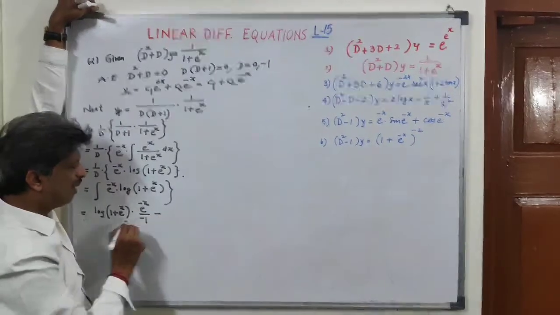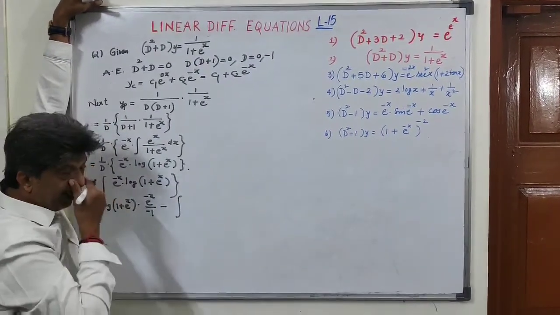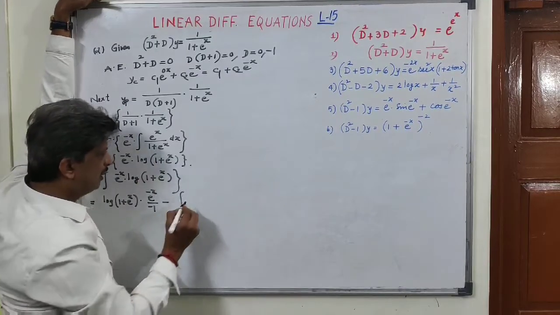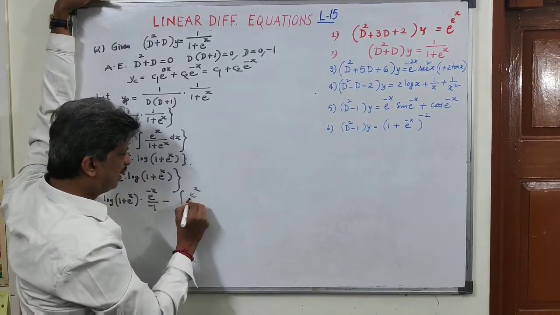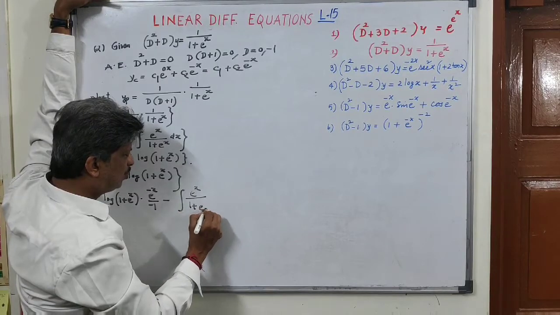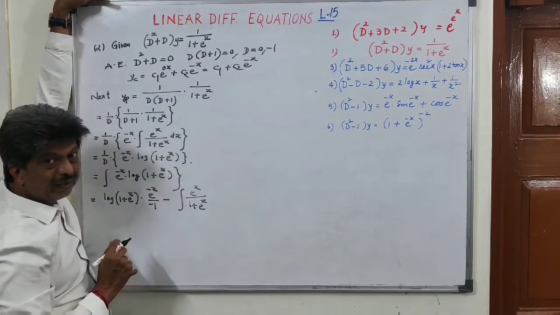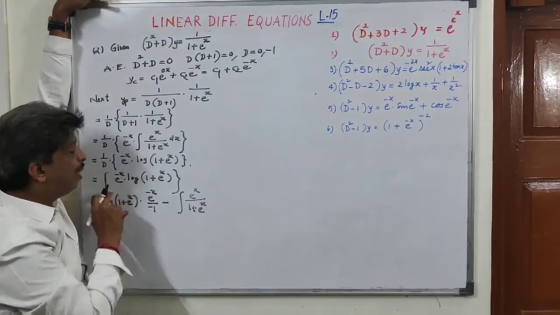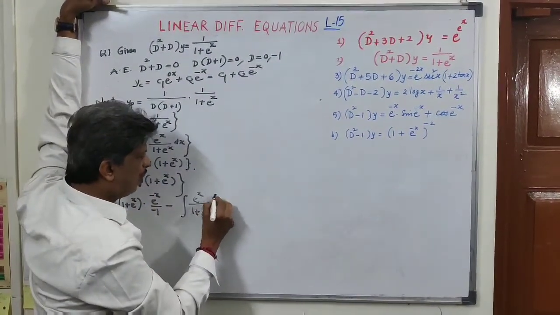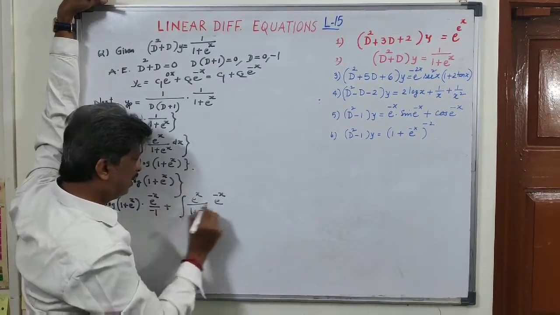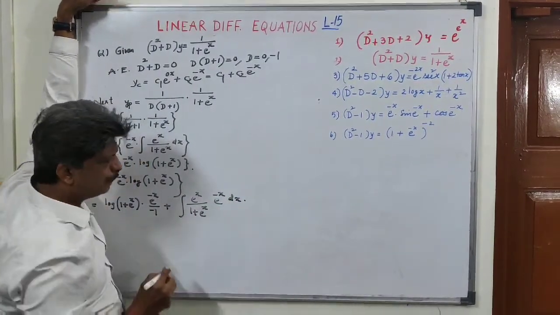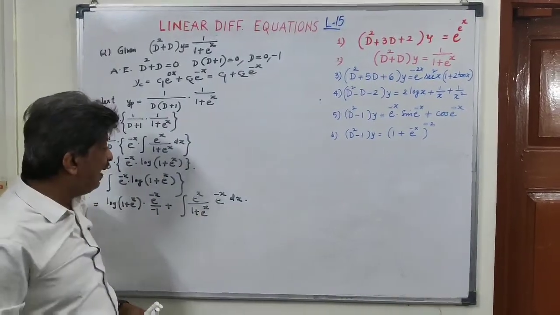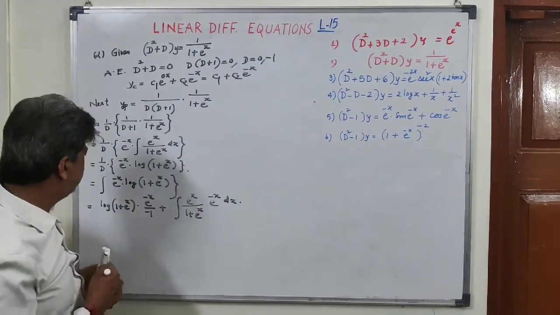upon minus 1 minus integral of the derivative of first, derivative of log of 1 plus e raised to power x. It is e raised to power x upon 1 plus e raised to power x minus integral of the derivative of first into integral of next, e raised to power minus x into minus 1 dx. So that is the formula of integration by parts.